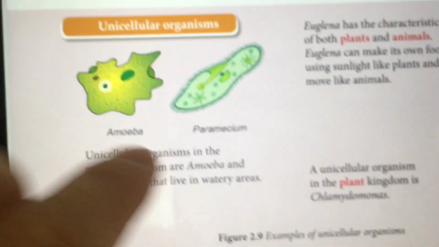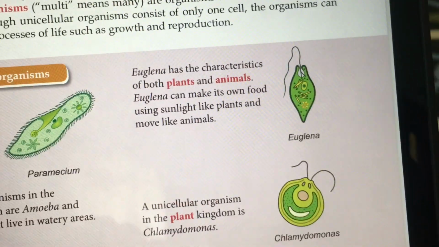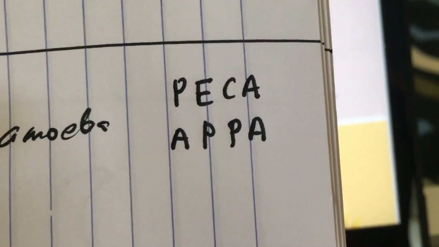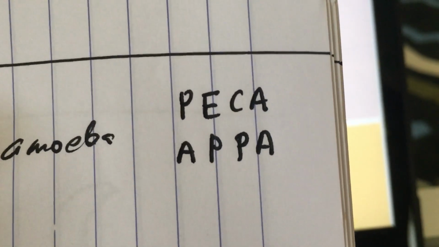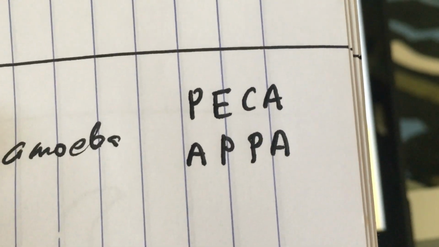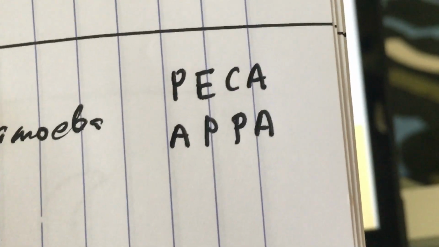So we have 2 animal cells, 1 plant cell, and 1 animal or plant. So this is a good way to memorize it. So pecha apa? So P paramecium, E euglena, C chlamydomonas, A amoeba. Then apa, APPA, animal, plant, animal.